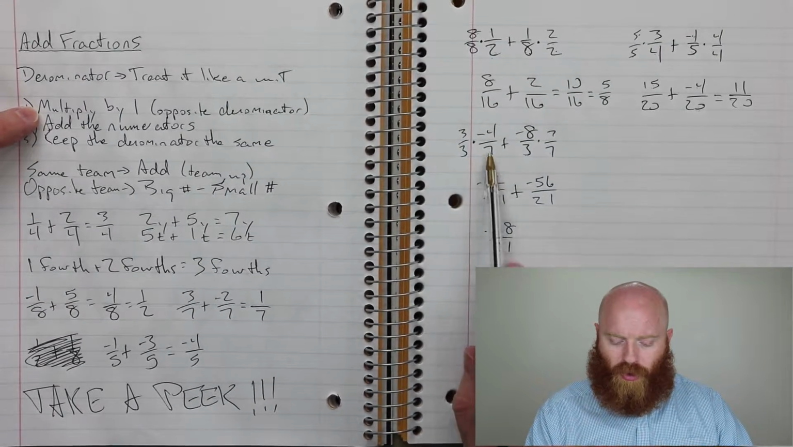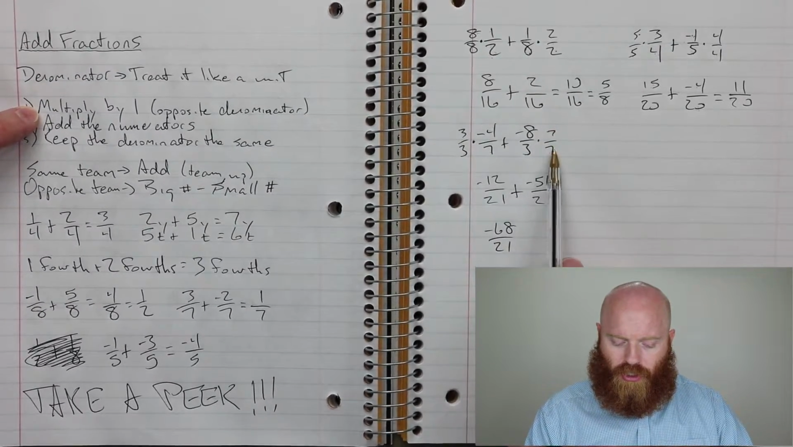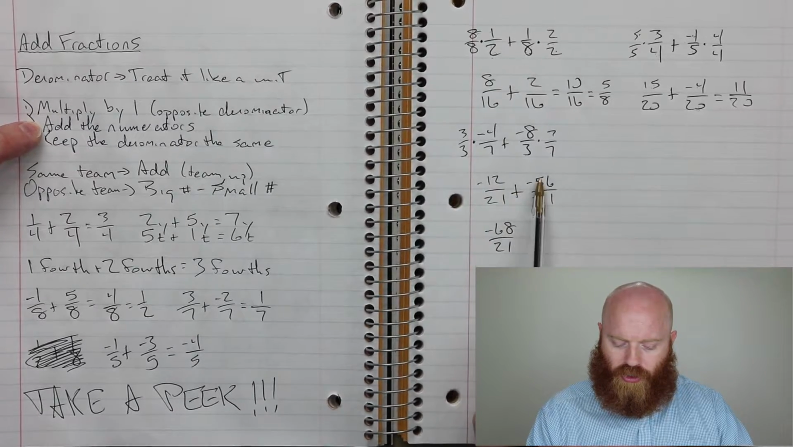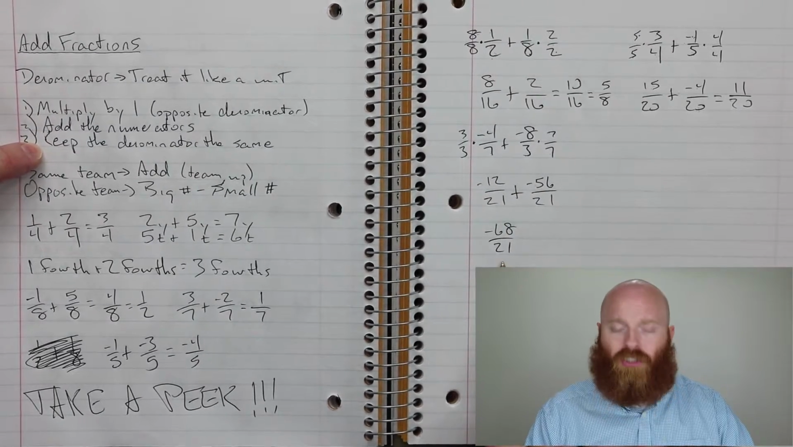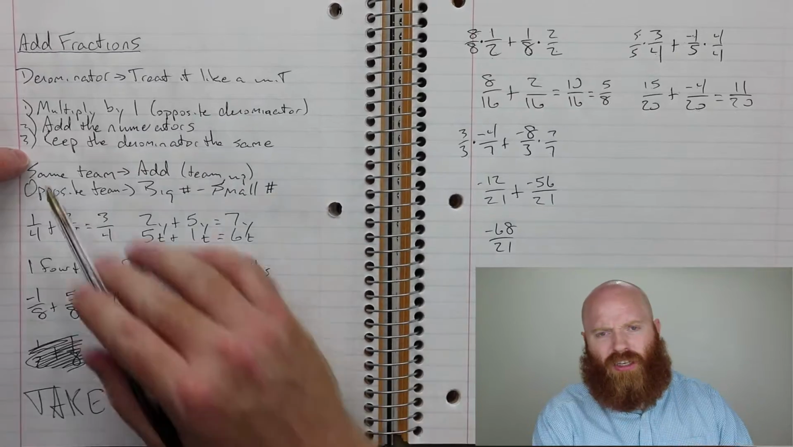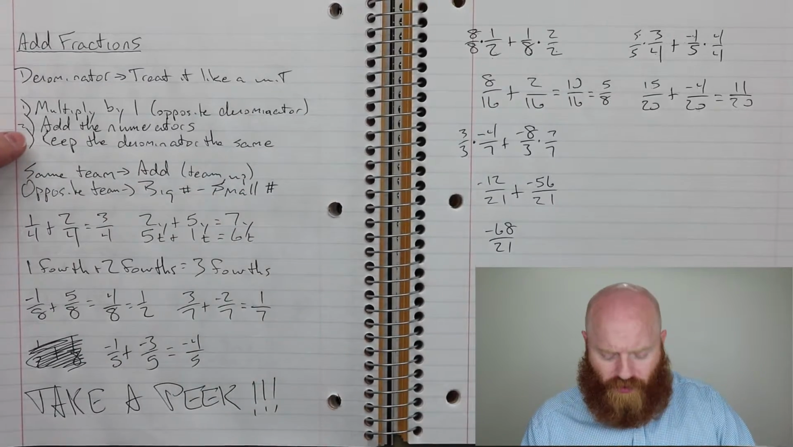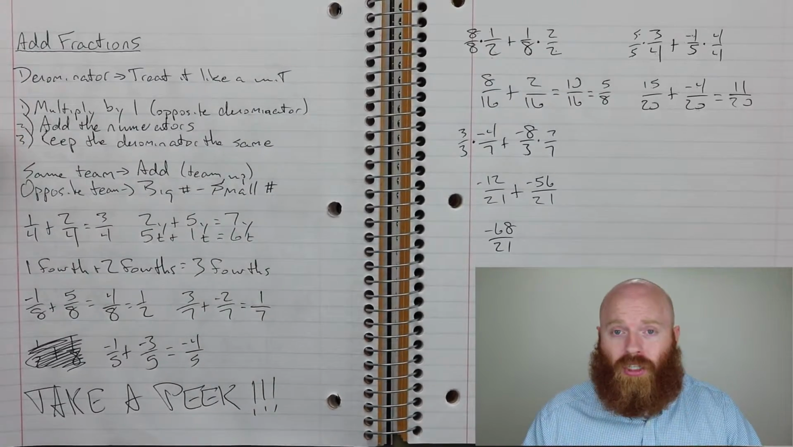Step number 1, multiply by 1 using the opposite denominator. Done, done. Step number 2, add the numerators. Done. Step number 3, keep the denominator the same. Done. I should put step 4, simplify your fraction. You should always simplify your fractions. All right, well, let's keep cruising.